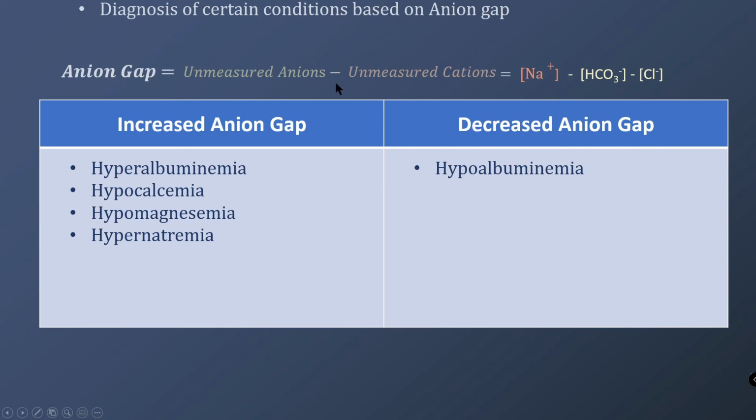What else? If unmeasured cations, they should increase or decrease? So they should increase, and this is normal. They should increase in order to decrease anion gap, because minus is here, right? Are you confused or are you with me? Okay, good. So what are unmeasured cations that may increase? Calcium, hypercalcemia, hypermagnesemia, and other conditions.